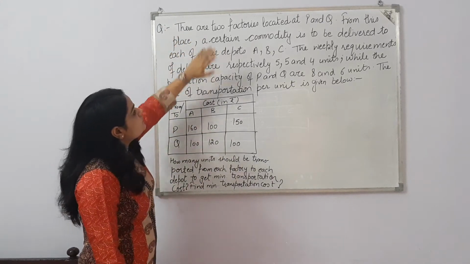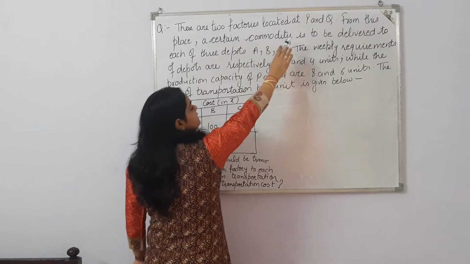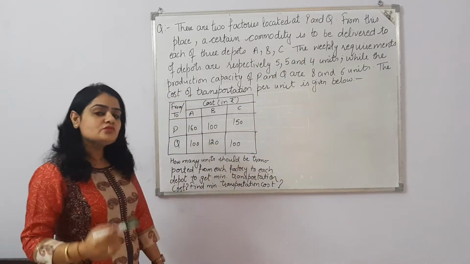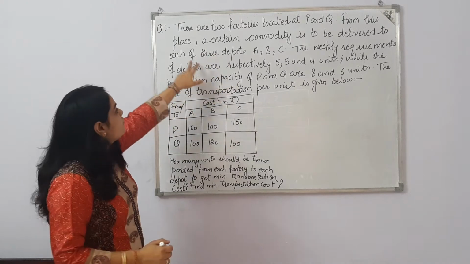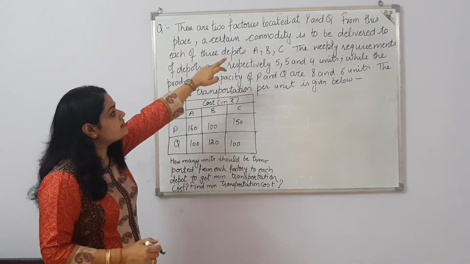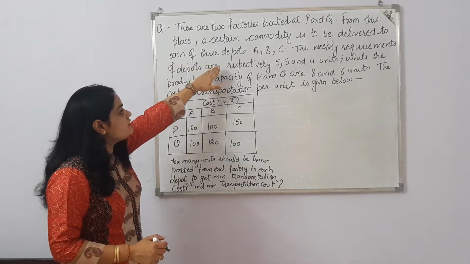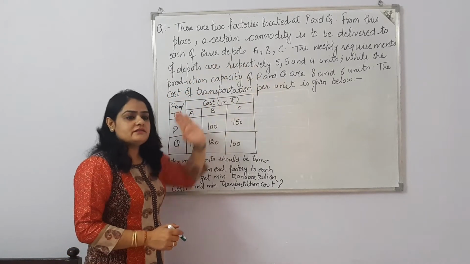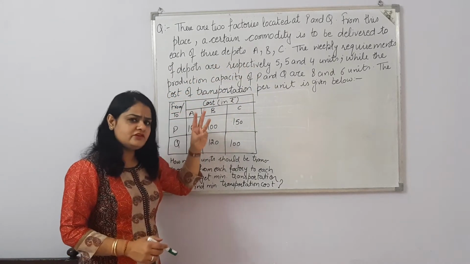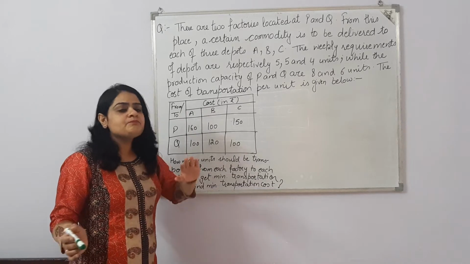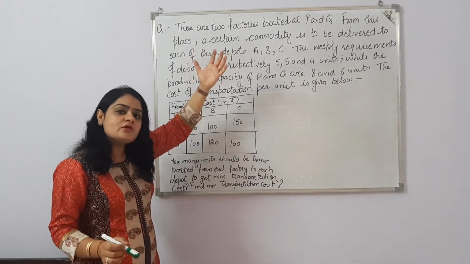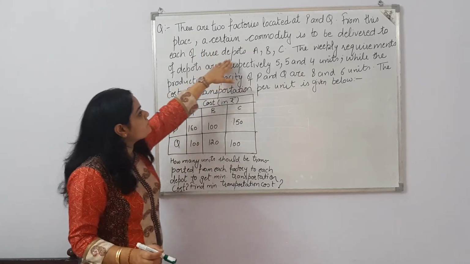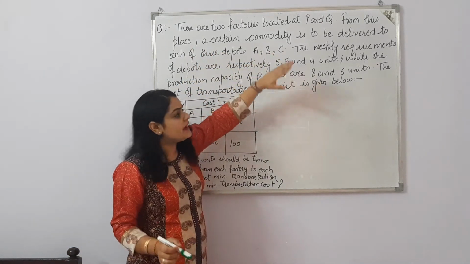There are two types of factories located at P and Q. From this place, a certain commodity is to be delivered to each of three depots, A, B and C. There are three depots, that means there are three shopkeepers, A, B, C. So two factories are delivering some type of commodity to these three shopkeepers, A, B and C.